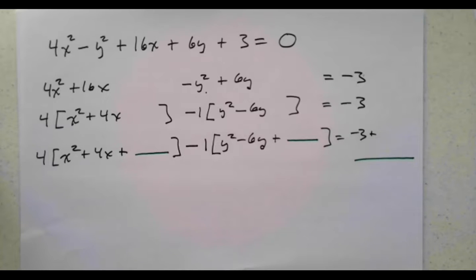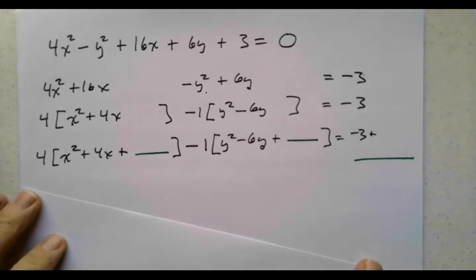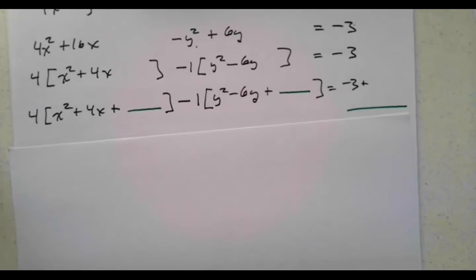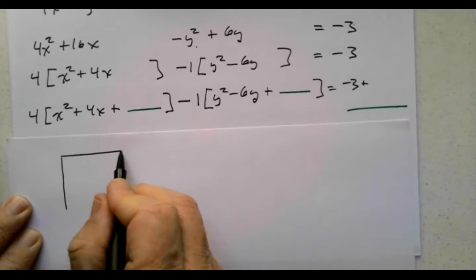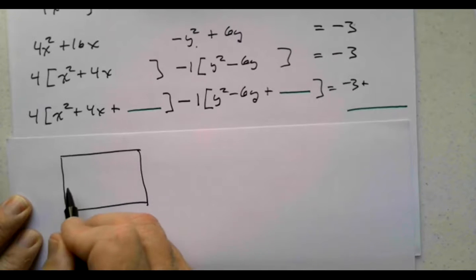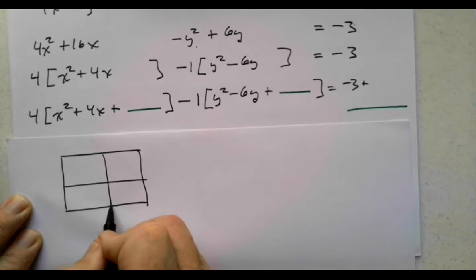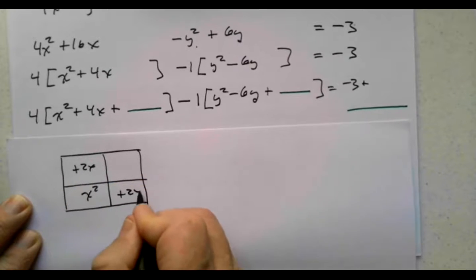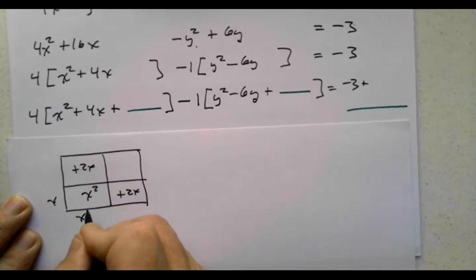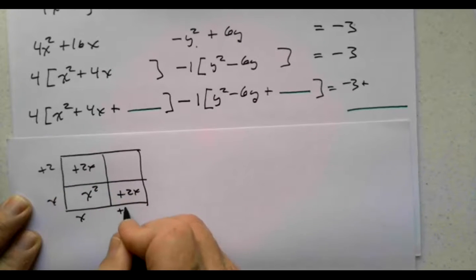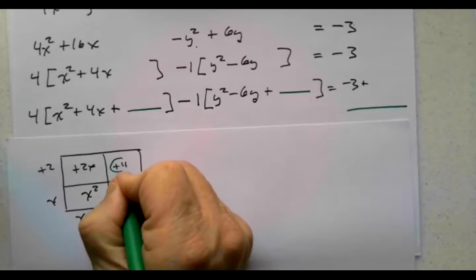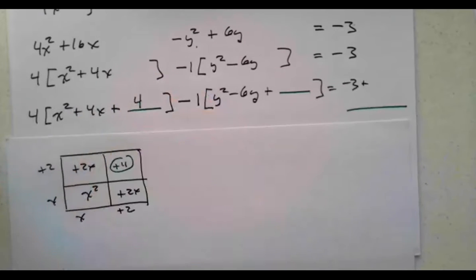Let's remind ourselves of the process of completing the square. So I have x squared plus 4x here. So let's draw a square for us to complete. Here's x squared, 4x split in 2, plus 2x plus 2x. X times x is x squared, plus 2 times x is plus 2x, plus 2 times x is plus 2x. Plus 2 times plus 2 is plus 4. That's what completes the square.